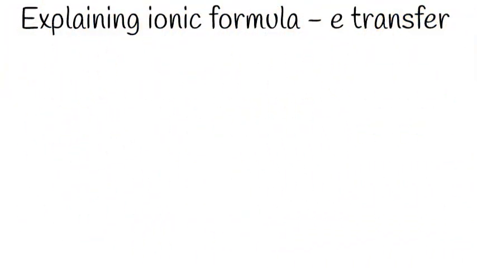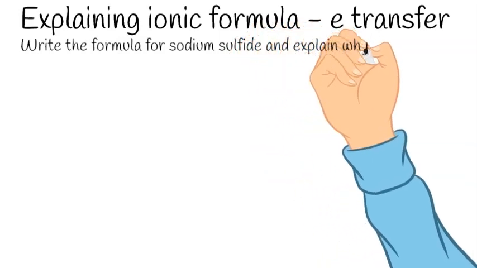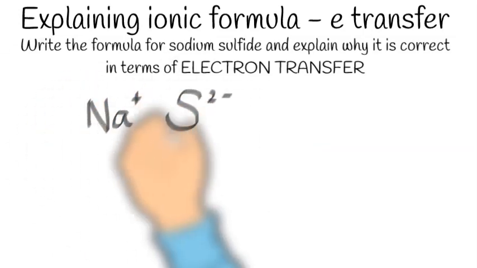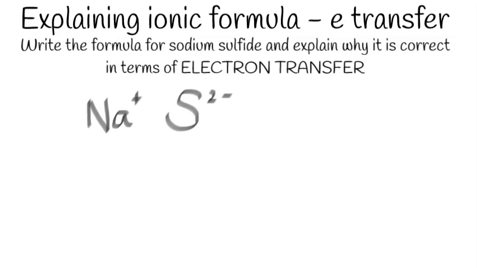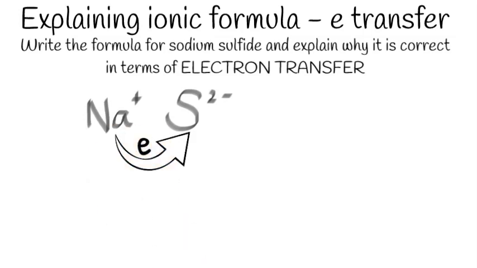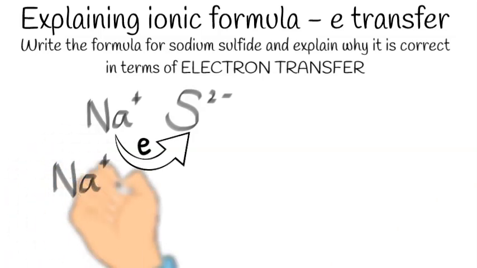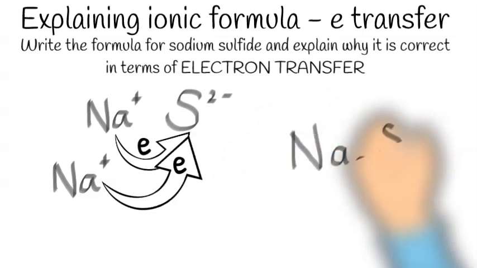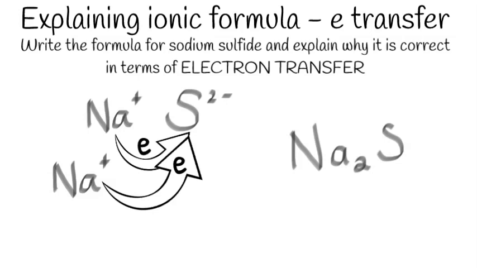Lastly, we're just going to have a look at explaining this in a lot of detail, and this time by using electron transfer. Again, using sodium sulfide. So here we have Na+ and S2-. So with 1 positive charge, we can see that 1 sodium has lost 1 electron. And that electron has gone to the sulfur, which wants to gain. However, sulfur needs to gain 2, so we need another sodium to give away another electron so that sulfur can get its 2. So from 2 sodium ions, sulfur gets its 2 electrons, giving us our formula of Na2S.